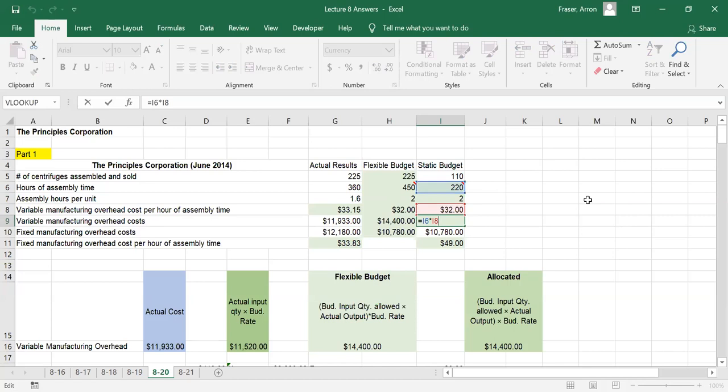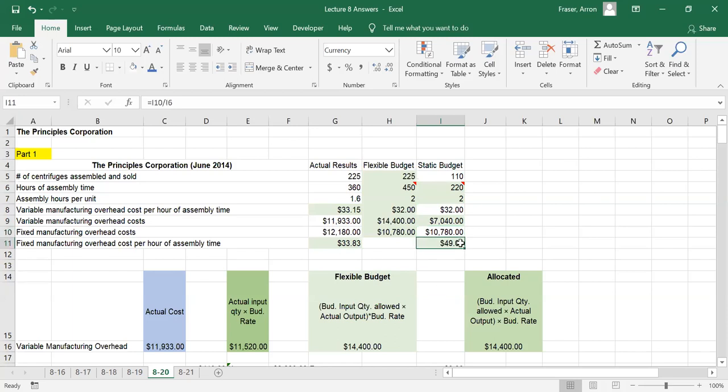So that would be 220 hours times the hourly rate of $32 that we were given. We were also given the fixed manufacturing overhead cost of $10,780. And in order to get the fixed manufacturing overhead cost per hour of assembly time, we take that total cost and divide it by the expected time that we calculated, which was 220. And that will give us an hourly rate of $49.